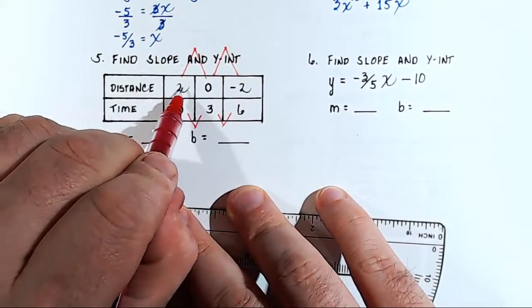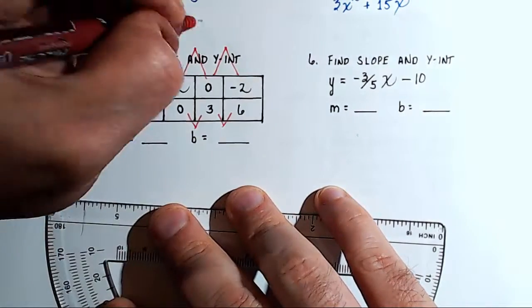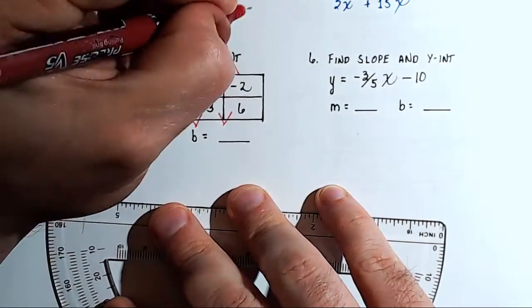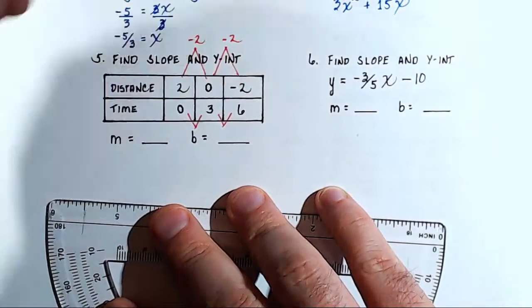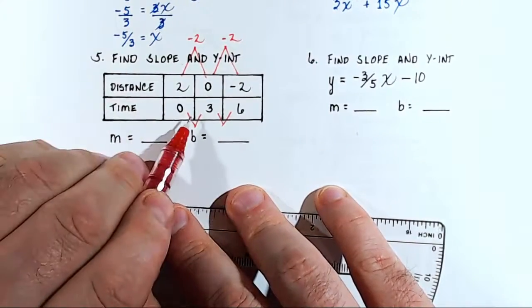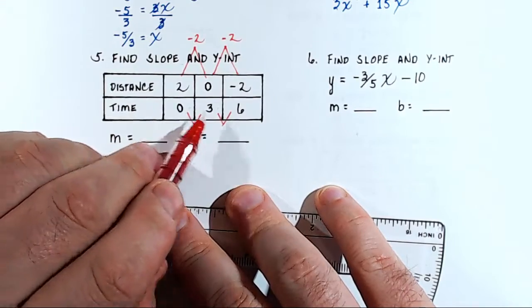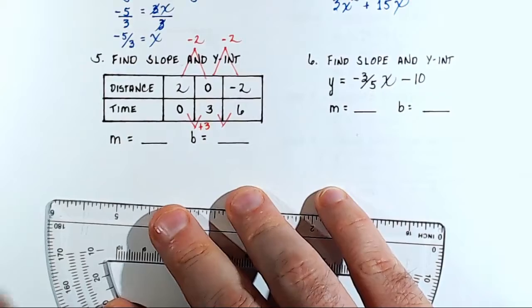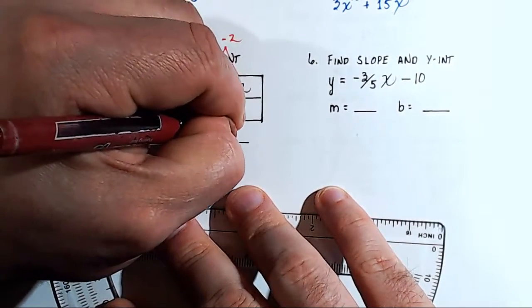So on the distance side, from 2 to 0, that's minus 2. And from 0 to negative 2, that's minus 2. Over here on the time side of things, from 0 to 3, that's plus 3. And from 3 to 6, that's plus 3.